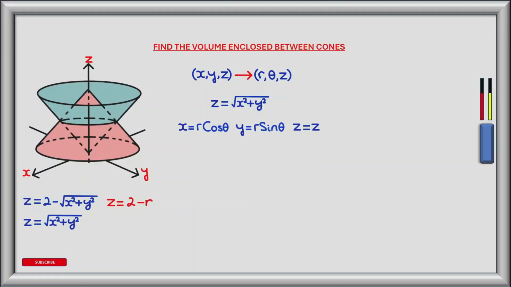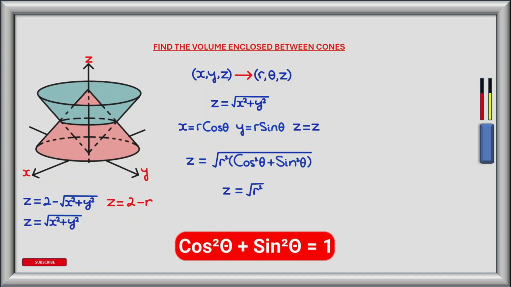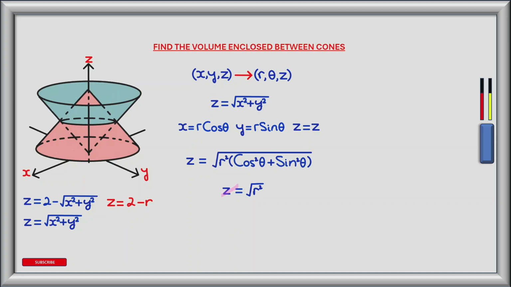Now we need to do the same thing for the blue cone, whose Cartesian equation is z equals the square root of x squared plus y squared. After making the substitution, we have z equals the square root of r squared times the bracket of cos squared theta plus sin squared theta. Using the trig identity where cos squared theta plus sin squared theta is equal to 1, we're left with z equals the square root of r squared. Taking the positive square root leaves z equal to r.